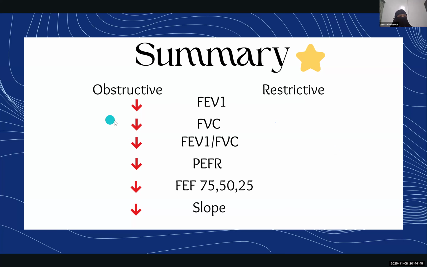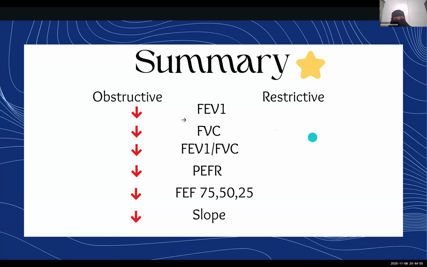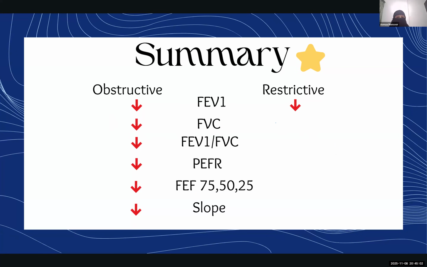Yes, Mariam. You're right. Okay. Let's talk about restrictive diseases now. FEV1 will decrease. You guys are right. What about FVC? The forced vital capacity.